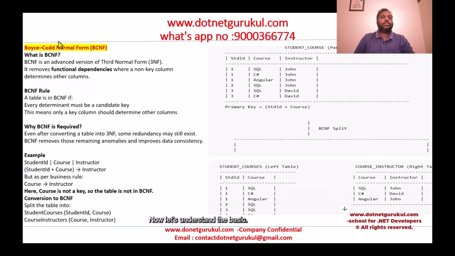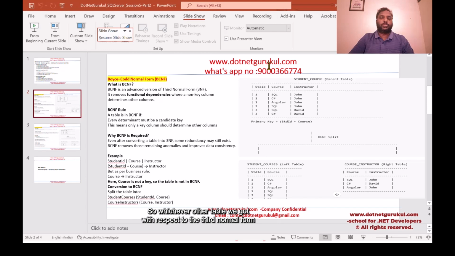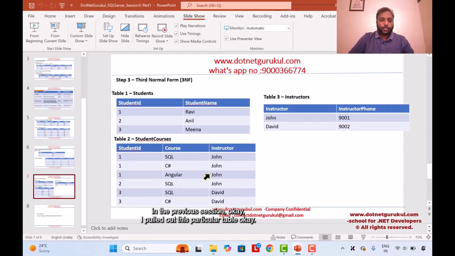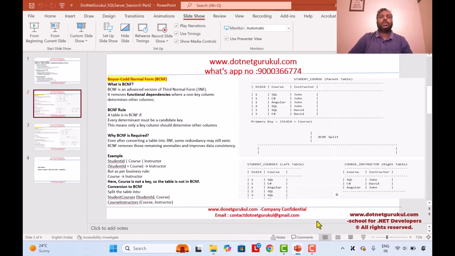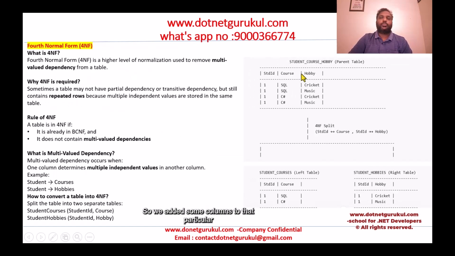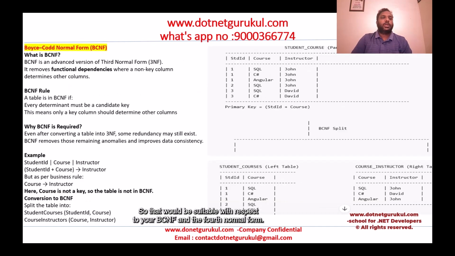Now let's understand the BCNF. I just pulled out this particular table over here, the table we got with respect to the third normal form in the previous session, to apply the BCNF. In terms of the data set, I slightly modified it for BCNF and the fourth normal form. We added some columns to the existing table, like hobby, so that it will be suitable for your BCNF and the fourth normal form.